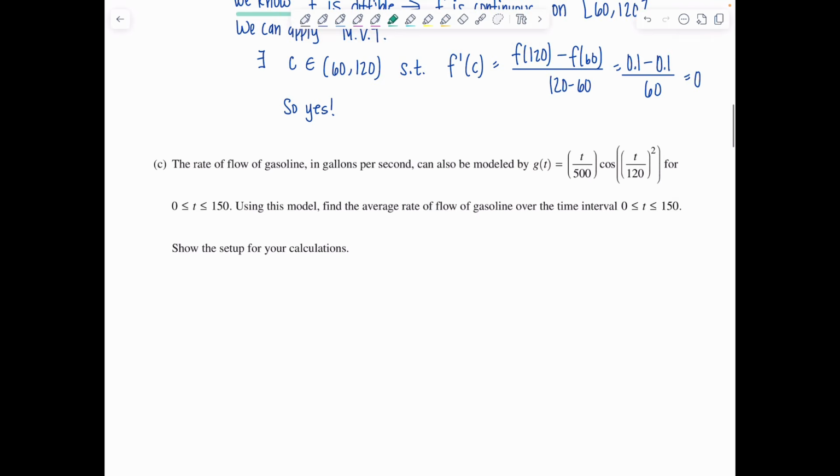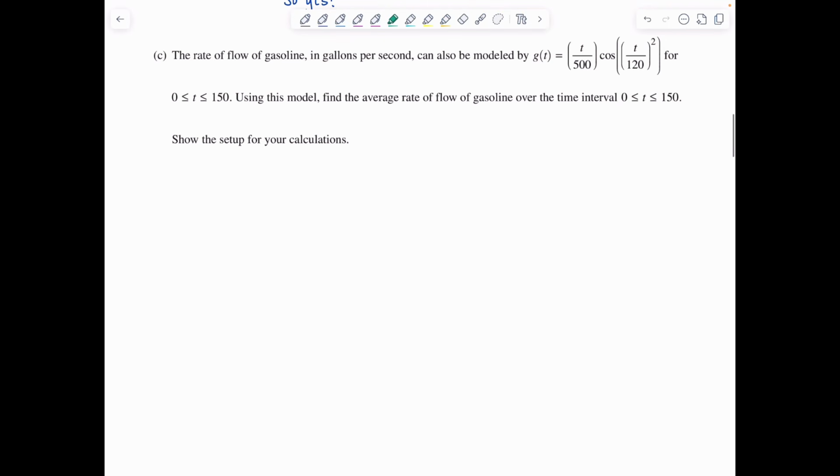All right, moving on. The rate of flow of gasoline. Okay, so like new function, right? They're giving us an equation. The rate of flow of gasoline in gallons per second can also be modeled by G of t for t between 0 and 150. Using this model, find the average rate of flow of gasoline over the time interval from 0 to 150. Show the setup for your calculations.